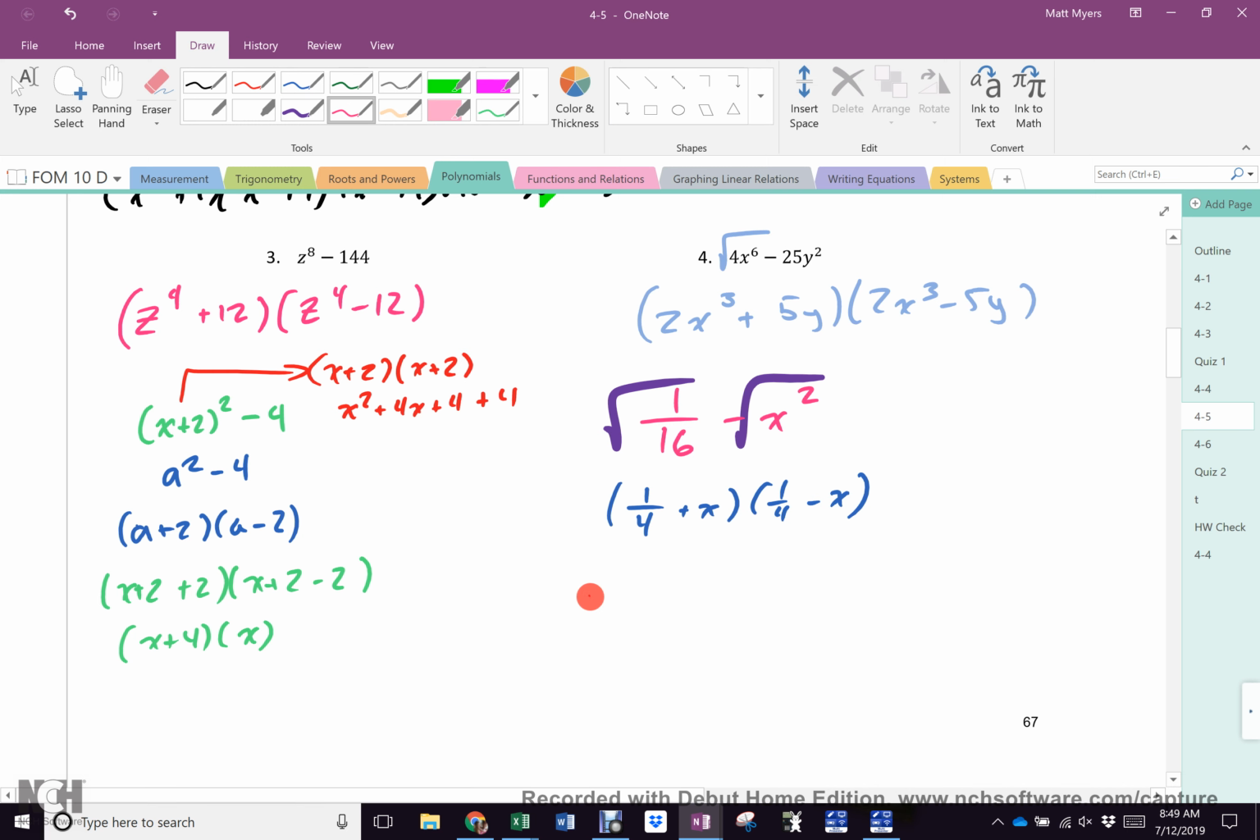This one always messes kids up. x plus 3 squared minus x minus 4 squared. Is that a difference of squares? Yeah. This one, it is. How do we deal with it? Because this one always messes kids up. I'll give you a hint. This is a good way to help process your thinking.